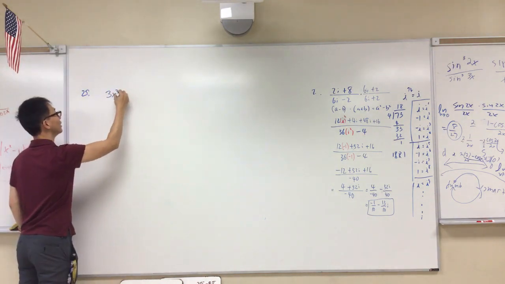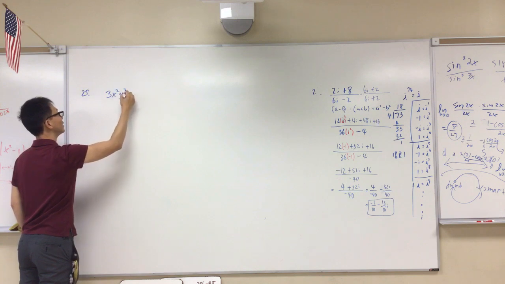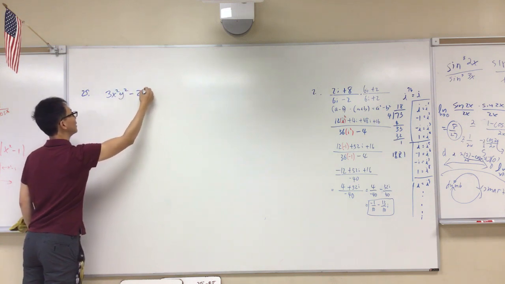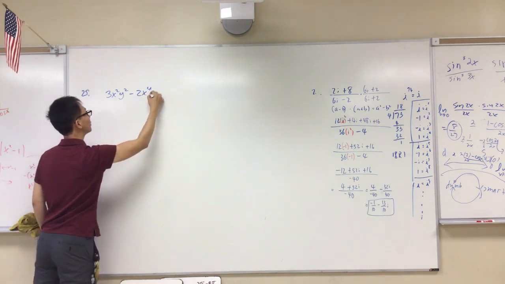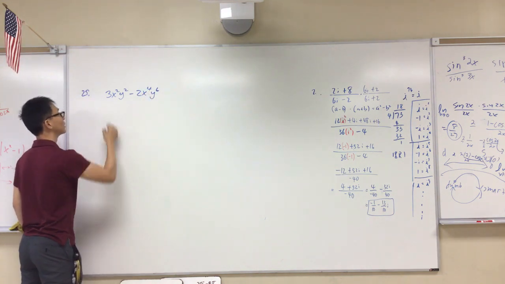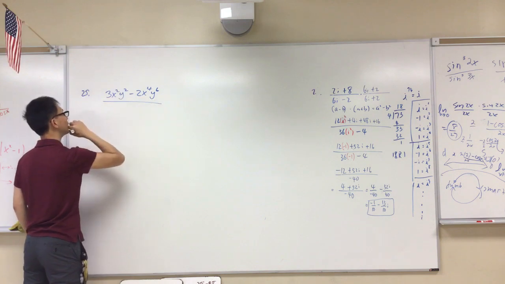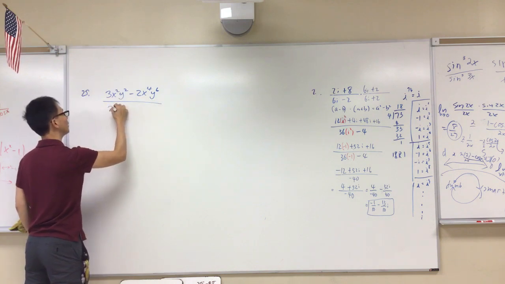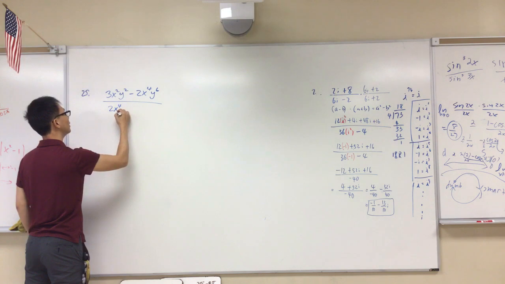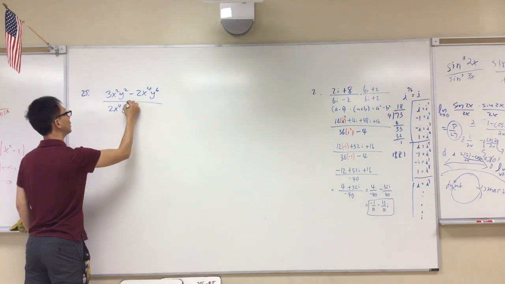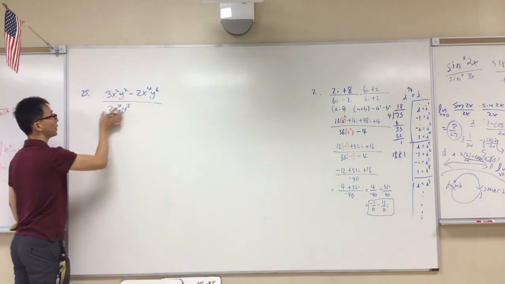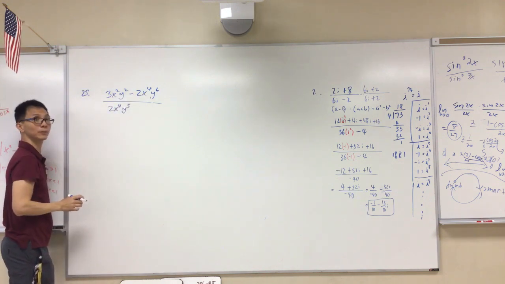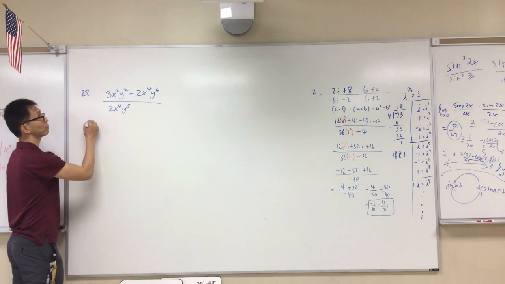y squared, minus 2x to the 4th power, and y to the 6th power, over 2x to the 4th power and y to the 5th power. Okay. So obviously there's two terms over one term, so what do you do? Split it. You split it.